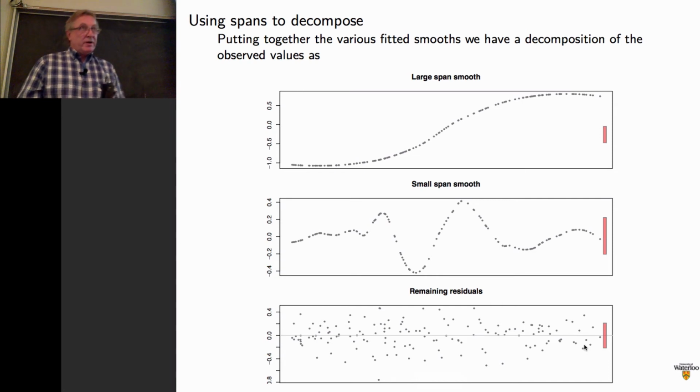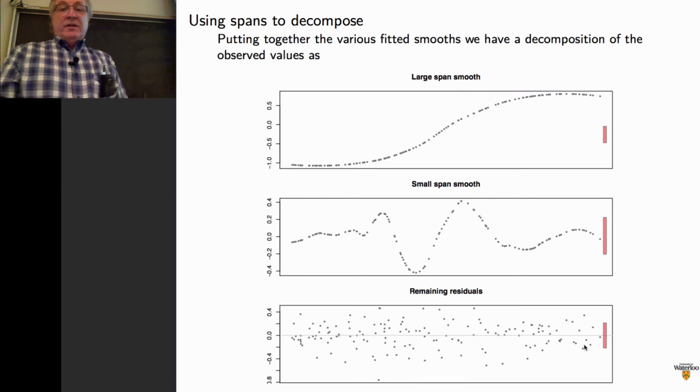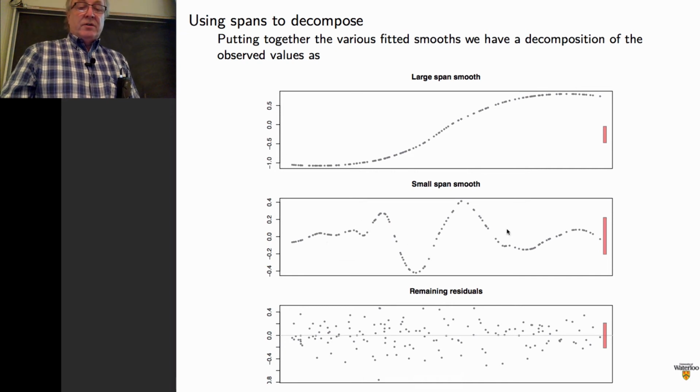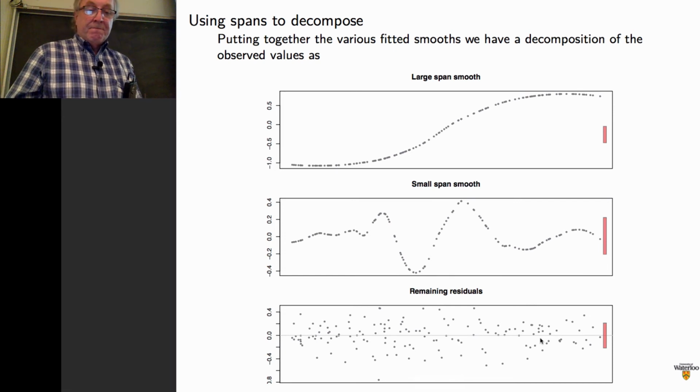So it's telling a story. There's a bit of a narrative developing here that the core structure is this big thing here, this kind of sinusoidal structure that we see here. Second order is this, and then there's nothing remaining. It's just kind of noise. All right?